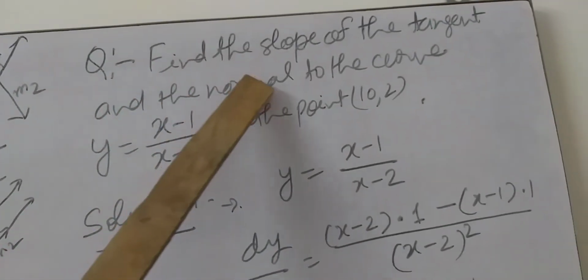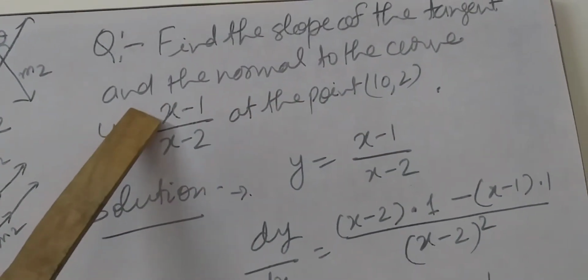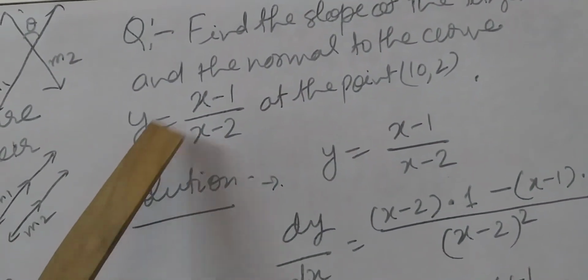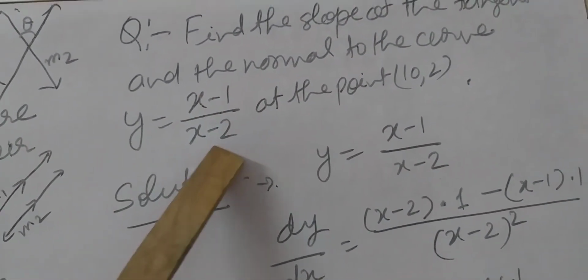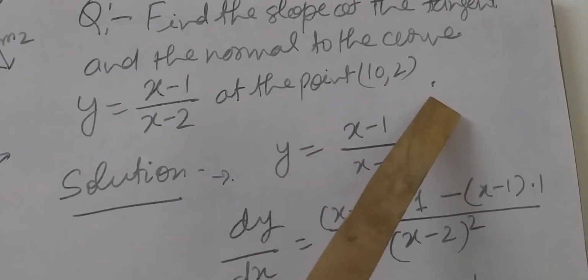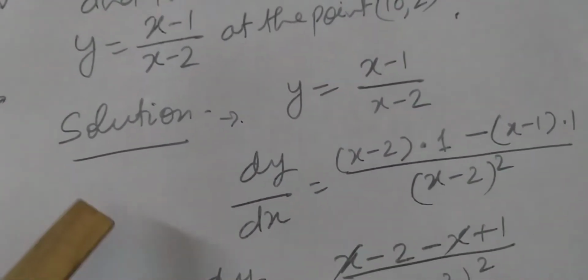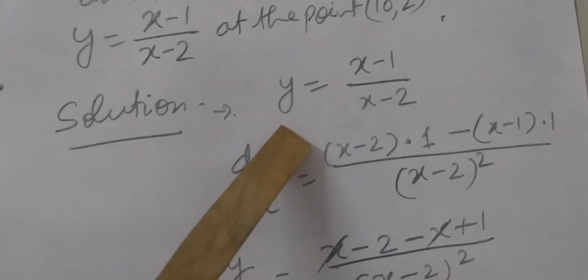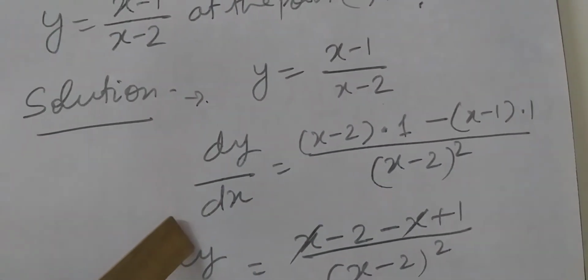Let us solve some questions, student. First question, find the slope of the tangent and the normal to the curve y equals x minus 1 upon x minus 2 at the point 10, 2. So student, this is the curve equation. We have to find out dy by dx first.